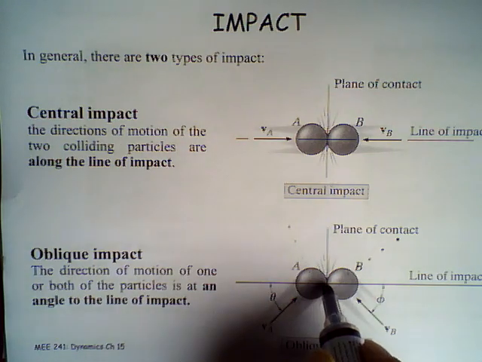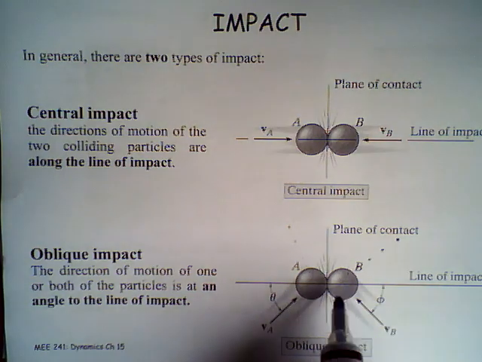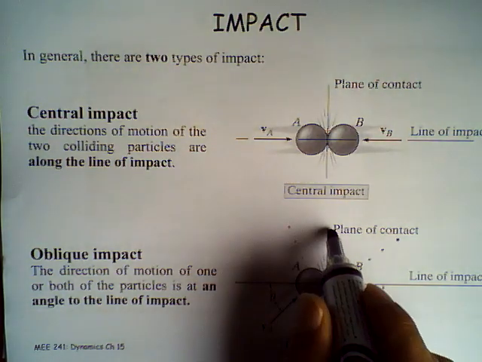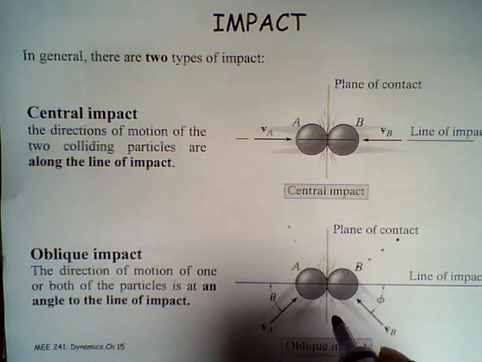As you guys know, the interaction force between A and B is going to be along this direction. This is called the line of impact, which is what? Perpendicular to the tangent. This is your line, and this is your tangent, and the line of impact will always be perpendicular to the tangent.